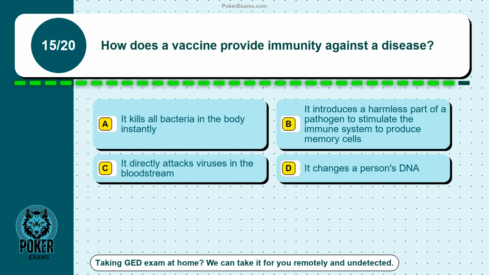Question 15. How does a vaccine provide immunity against a disease? Option A. It kills all bacteria in the body instantly. Option B. It introduces a harmless part of a pathogen to stimulate the immune system to produce memory cells. Option C. It directly attacks viruses in the bloodstream. Option D. It changes a person's DNA.